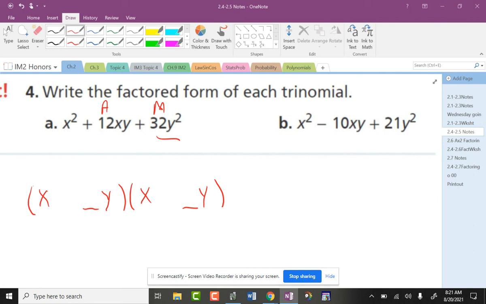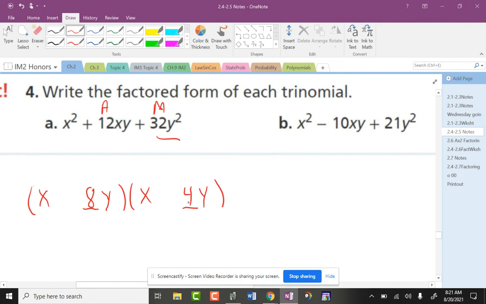Okay, so what multiplies to 32 and what adds to 12? What two numbers multiply to 32, same two numbers add to be 12? It should be 8 and 4. There you go.